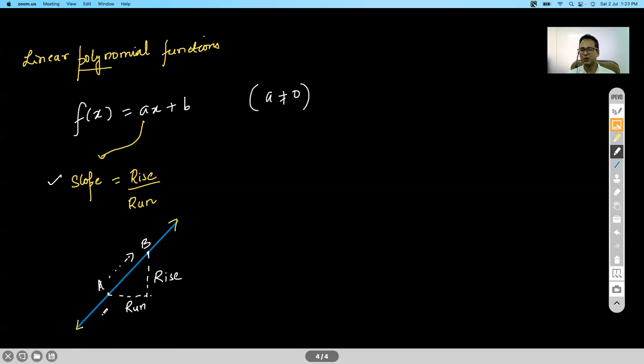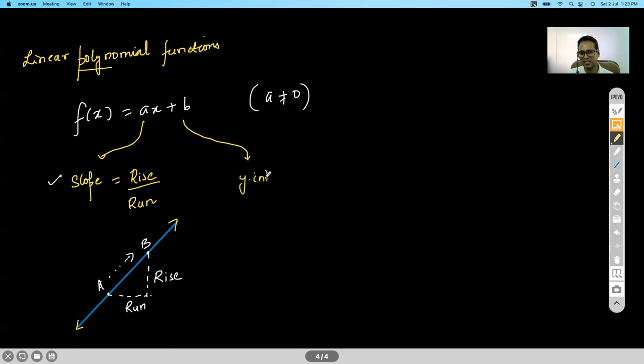Okay. Now, please note that in our linear polynomial, we are not going to talk about such lines whose slope is zero. Even though they are zero slope lines also, in linear polynomials, we are not going to talk about that because A cannot be zero for us. If A is zero, it will become a case of constant polynomial function. What is B on the other hand? B on the other hand is called the y-intercept.